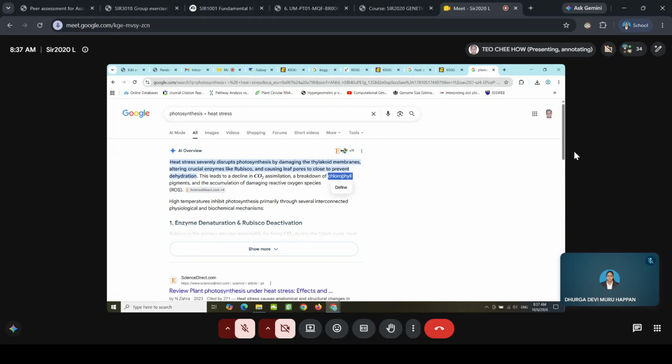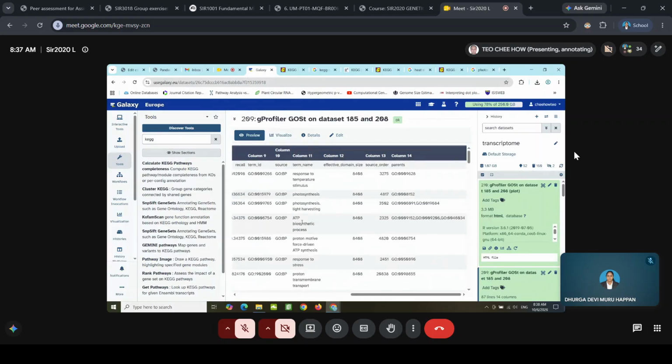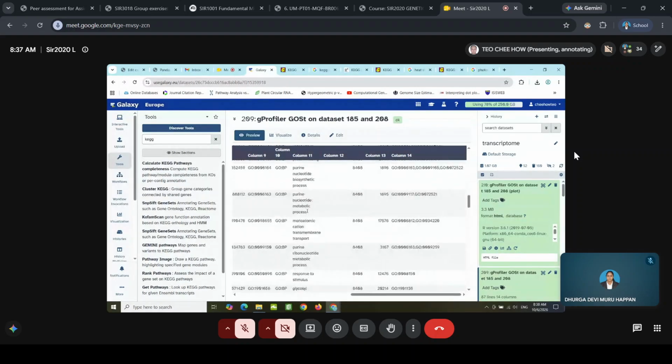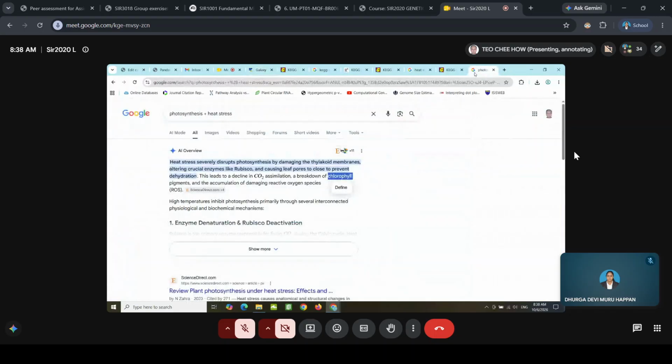and also affects the chlorophyll pigment, because in the result here, it is also showing that they are involved in the MF, molecular functions. Yeah, protein domain specific binding, chlorophyll binding, proton transmembrane transporter activity, right? And most of them are actually involved in photosynthesis. So the main thing is the heat stress actually disrupts the photosynthesis event, right?